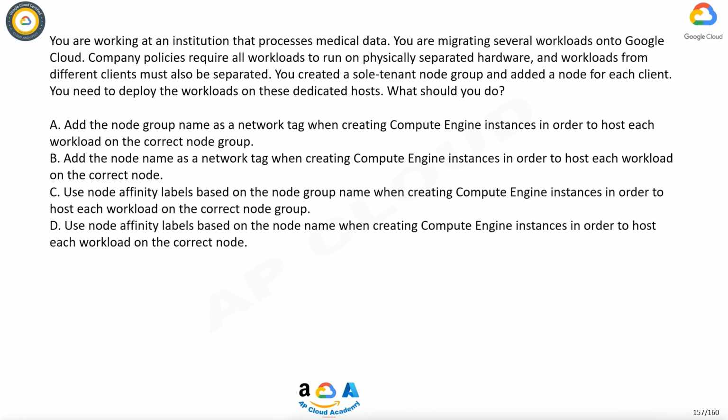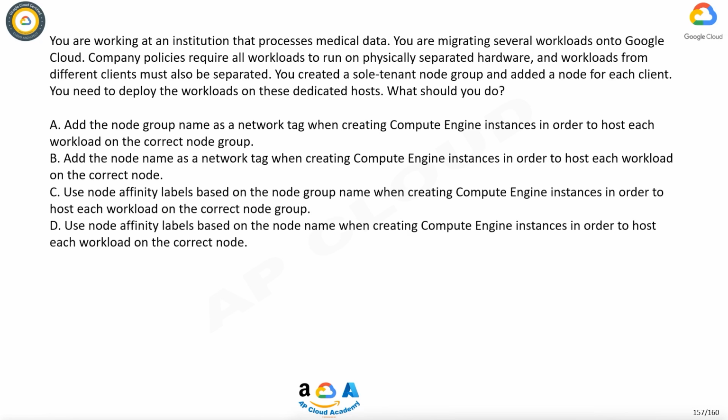You are working at an institution that processes medical data. You are migrating several workloads onto Google Cloud. Company policies require all workloads to run on physically separated hardware, and workloads from different clients must also be separated. You created a sole tenant node group and added a node for each client. You need to deploy the workloads on these dedicated hosts. What should you do?